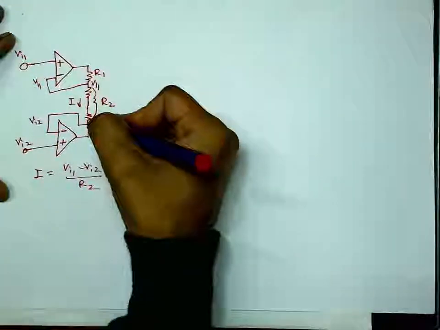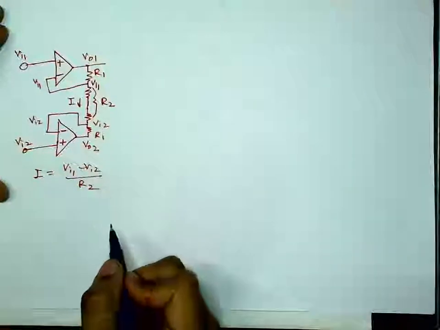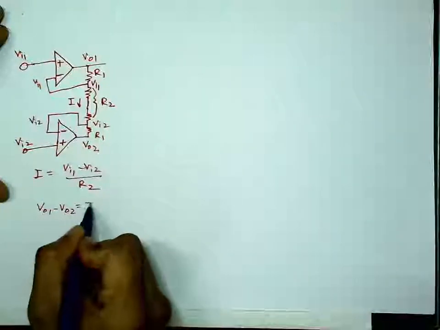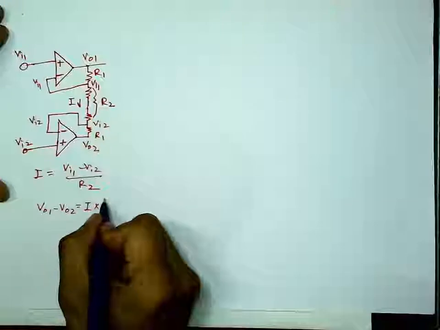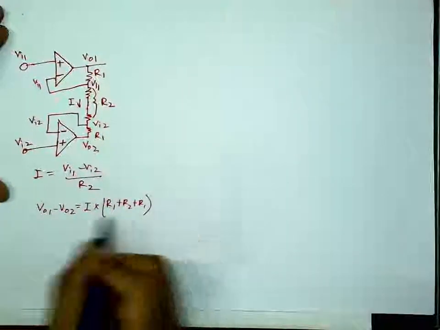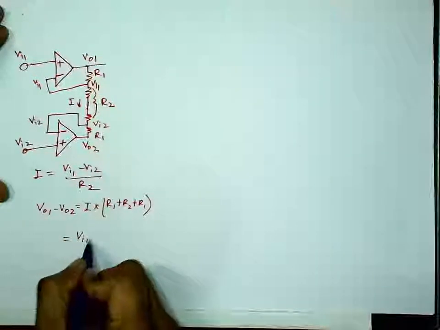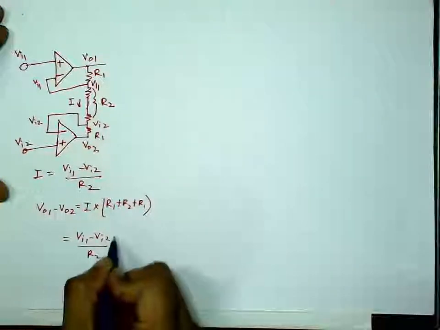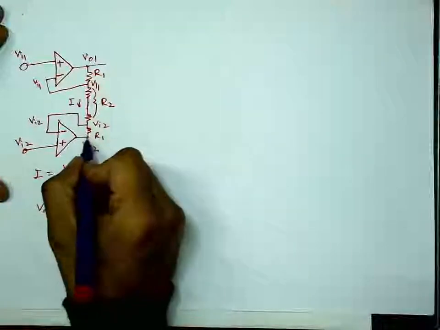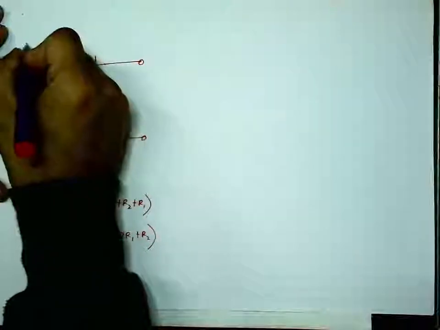So this will be this current, and if I call these points VO1 and VO2, then VO1 minus VO2 is I times the total resistance, which is R1 plus R2 plus R1. So in place of I, I write (VI1 - VI2) by R2, times (2R1 + R2). This is stage 1. Now I take the output from stage 1 here.